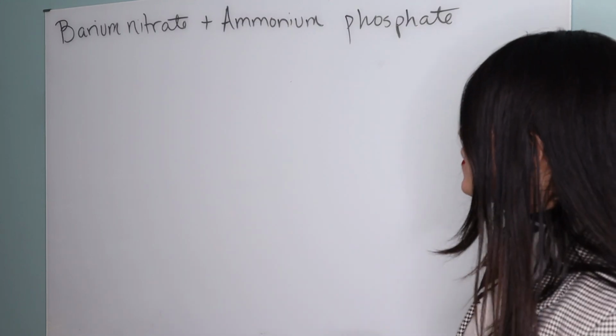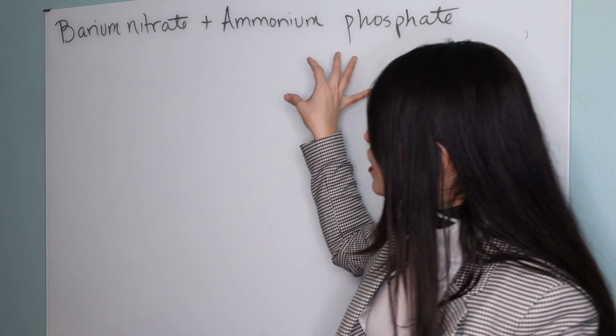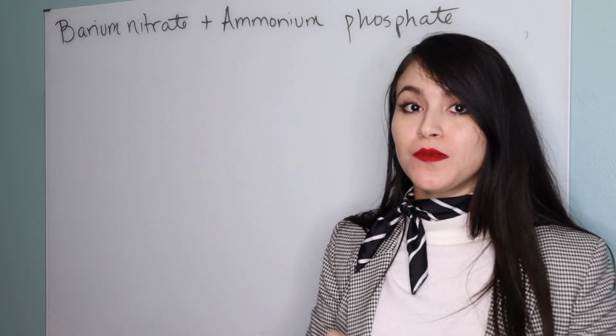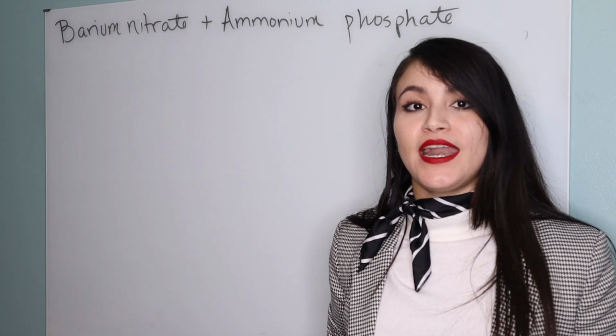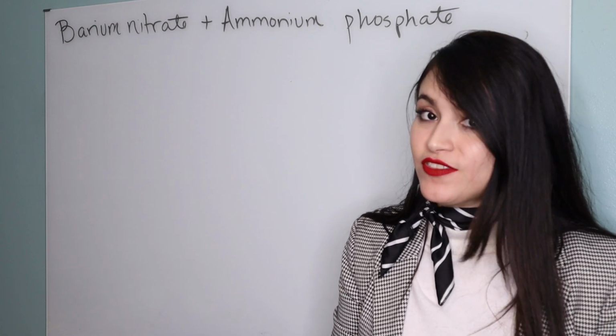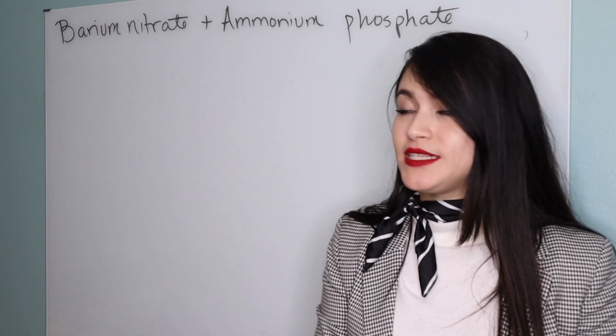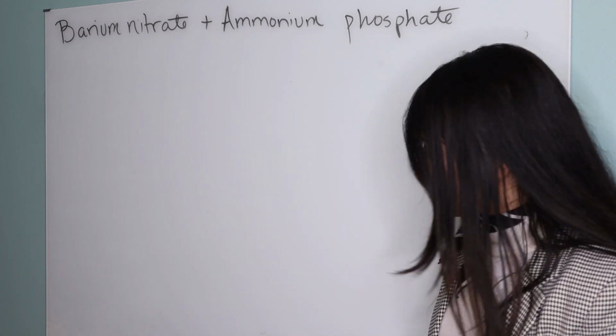Next, we're going to go ahead and figure out the chemical formulas for each of these reactants. Then we're going to figure out the chemical formulas for the product. Then we're going to go ahead and balance it. And after that, we're going to determine the physical states using the solubility rules. So let's go ahead and get started.